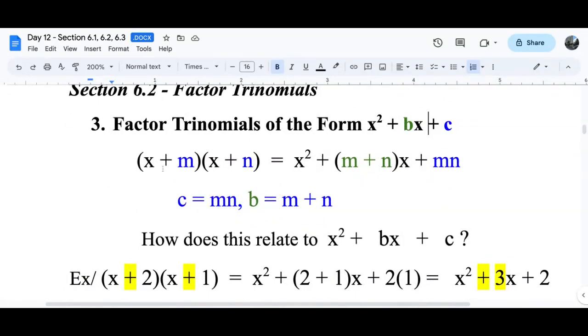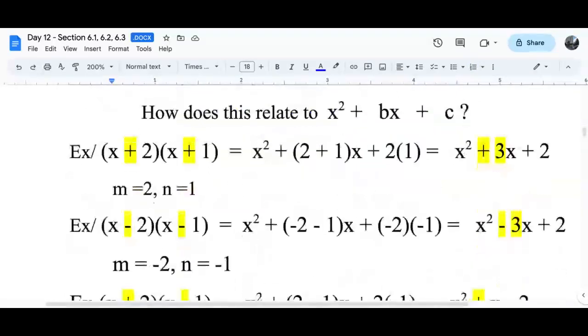How do we factor this? If we factor this, we have m and n as 2 factors of c. That means this equals x squared plus (m plus n)x plus m times n. Let's do a couple of exercises.